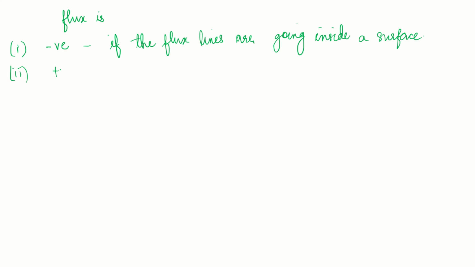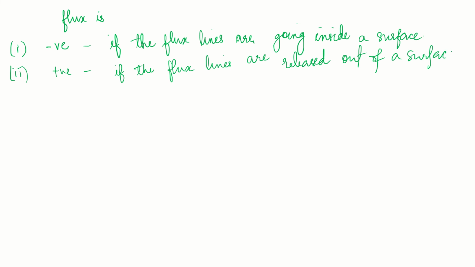Flux will be positive if the flux lines are released out of a surface. So flux will be negative if the flux lines are going inside a surface, and if the flux lines are coming out of a surface, or released out of a surface, then the flux will be positive. Going in, flux is negative; coming out, flux is positive.